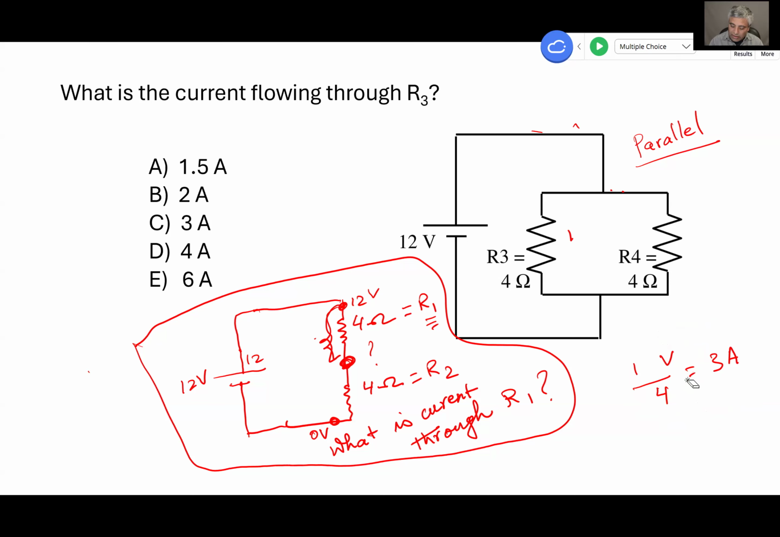Okay, so you need to go through it step by step. Now, being in series, in this whole circuit only one current flows, one value of current. So that means we need to reduce this to just one R equivalent.